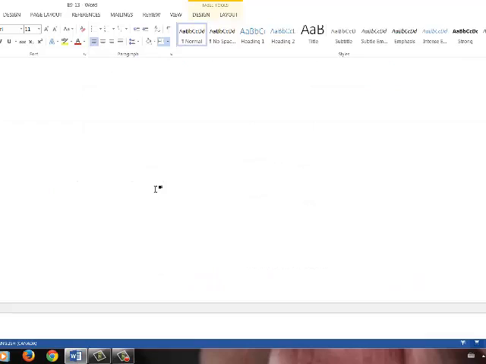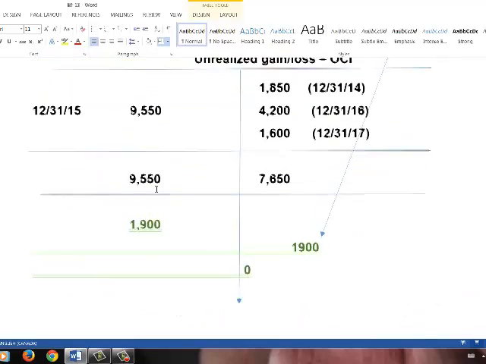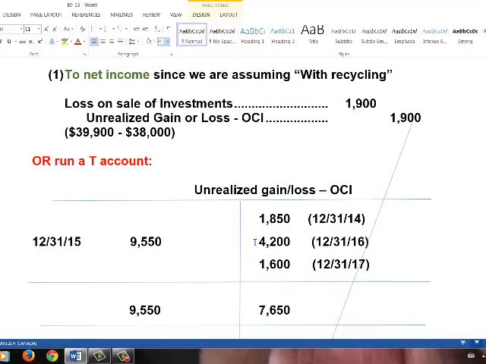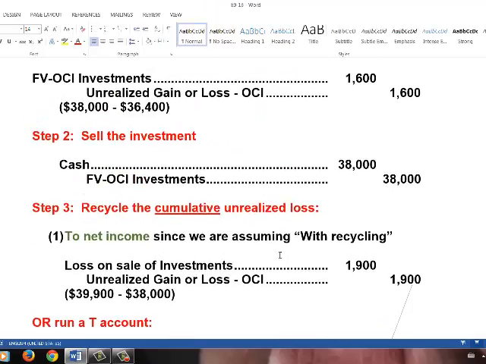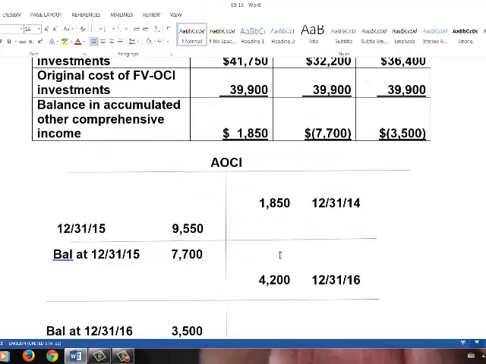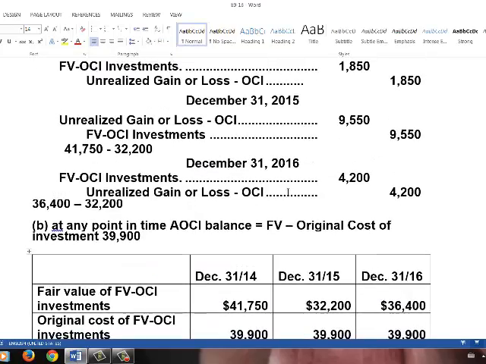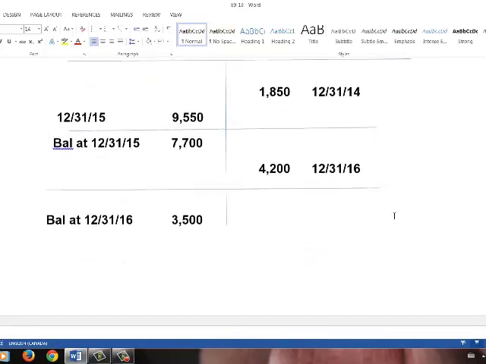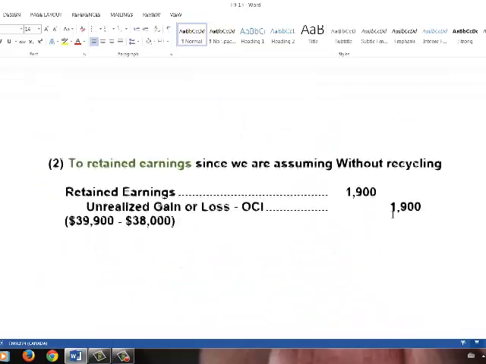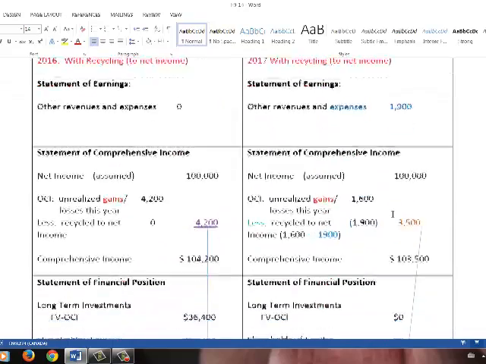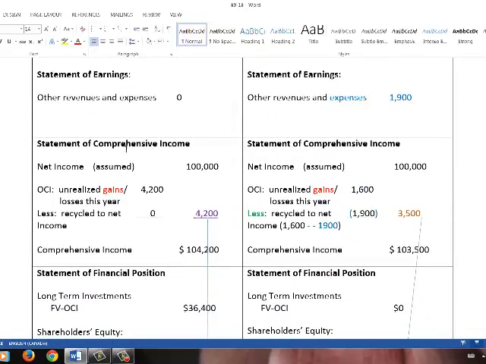If you're not sure, you can always go back to your question and find it right there in your T account if you used a T account, or you might find it up here when you did your entry at the end of 2016. So wherever you want to get it from, as long as you realize that it's the unrealized gain or loss that was booked during this current year, which is 2016.